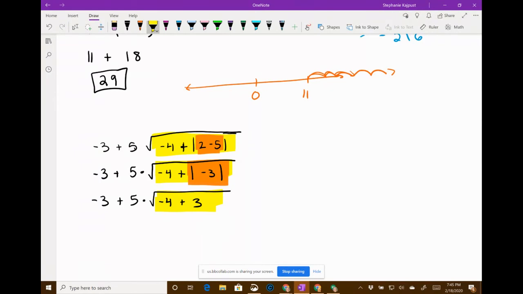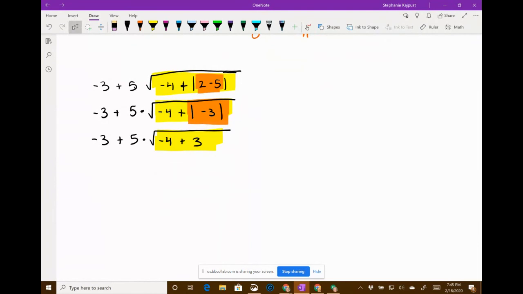And so that leaves us, we're still inside the square root. So before I move on, there might be some questions there about that absolute value or what I just did. So are there any questions? Okay.